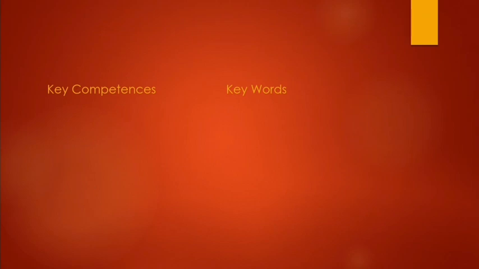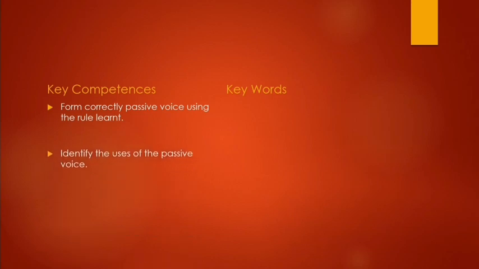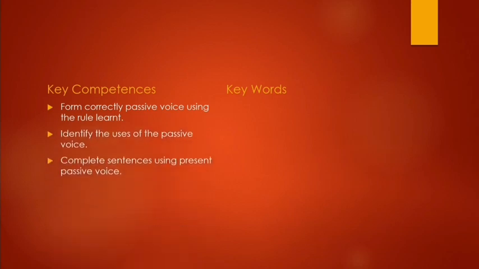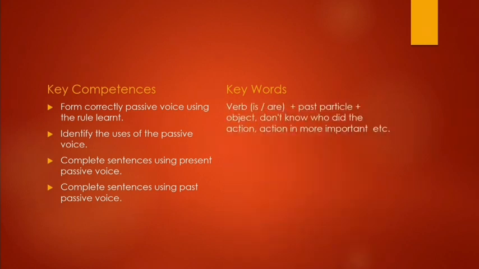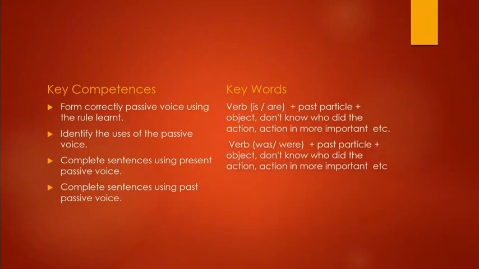So the key competences about this topic are to form the passive voice correctly using the rule learned, identify the use of the passive voice, complete the sentences using present passive voice, and complete the sentences using past passive voice. The key words about this topic are the verb to be: is, are in present, or was, were in past.